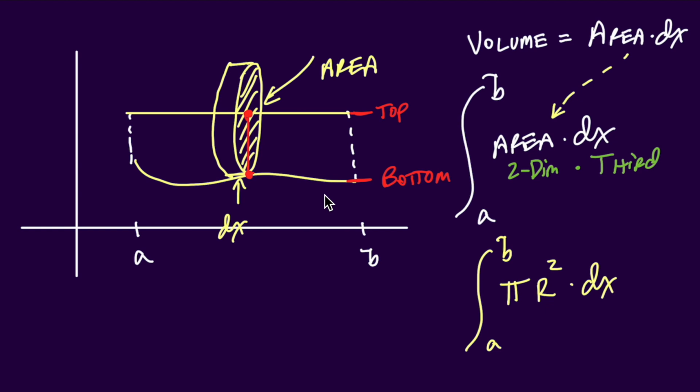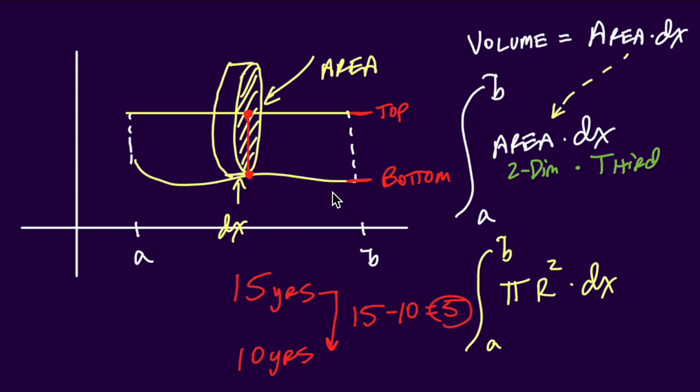It's just like if you want to find the difference between a child that's 15 years of age and 10 years of age. How do you do that? You take the larger age and you subtract the smaller, and you get a difference of 5. That's what we're doing here. This top function has a higher y value than this one by definition. So you do top minus bottom, gives you that distance, and that becomes the radius that is squared.